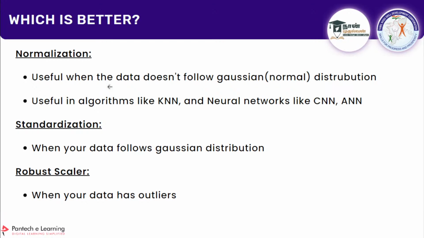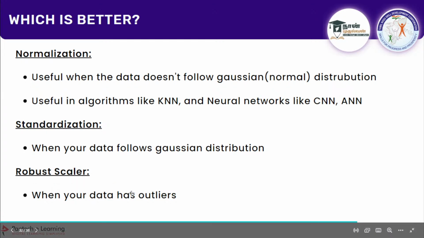Normalization is also useful in algorithms like KNN, which we will see later. And in neural networks, where you primarily want to give the data between 0 to 1, you can go with normalization. If your data follows a Gaussian distribution, you can go with standardization. Finally, the robust scaler is for when your data has outliers.